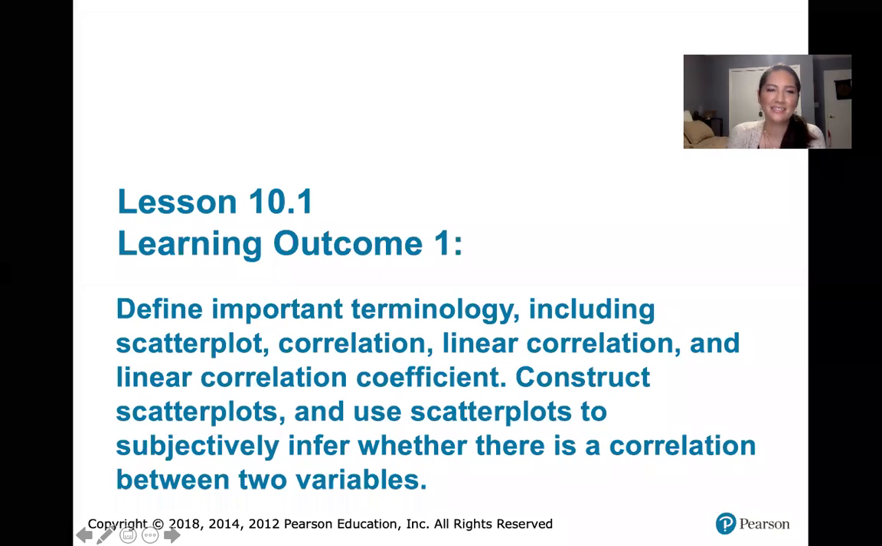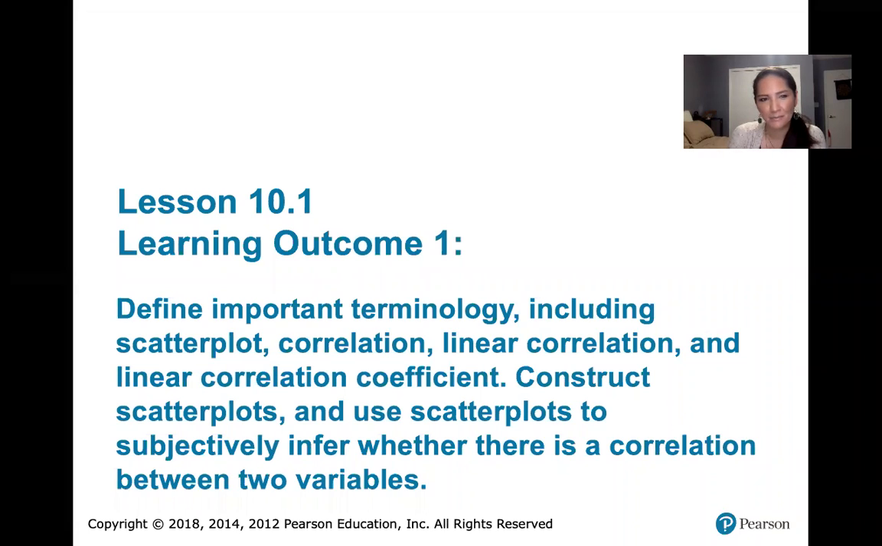In this video, we discuss learning outcome number 1 for lesson 10.1, which is about defining important terminology related to scatter plots and correlation, including scatterplot, correlation, linear correlation, and linear correlation coefficient. By the end of this video, my hope is that you'll be able to define those terms and that you'll be able to construct a scatter plot and use a scatter plot to subjectively infer whether there's a correlation between two variables.